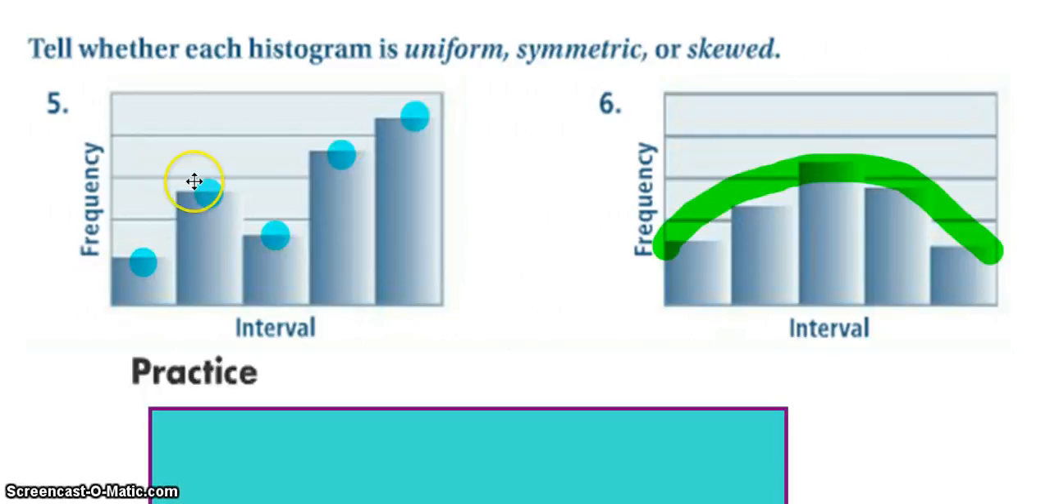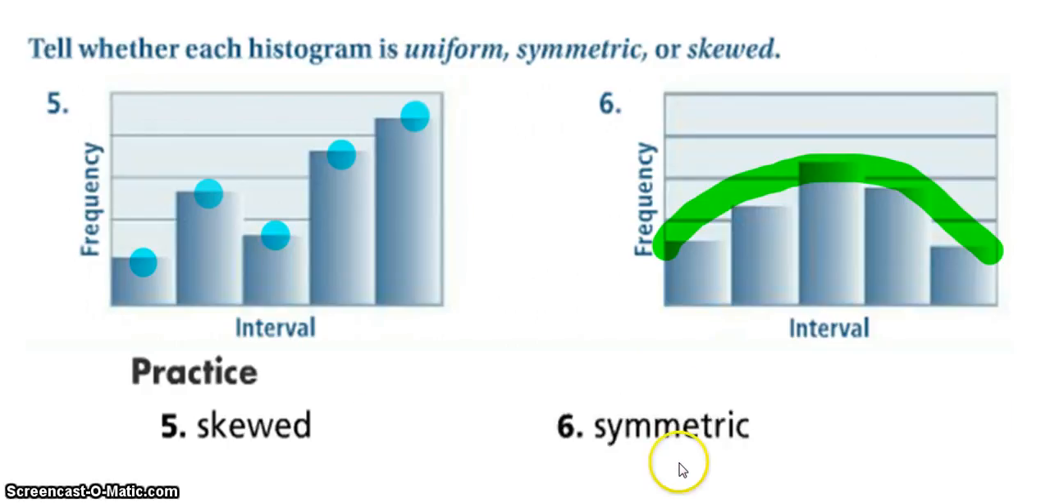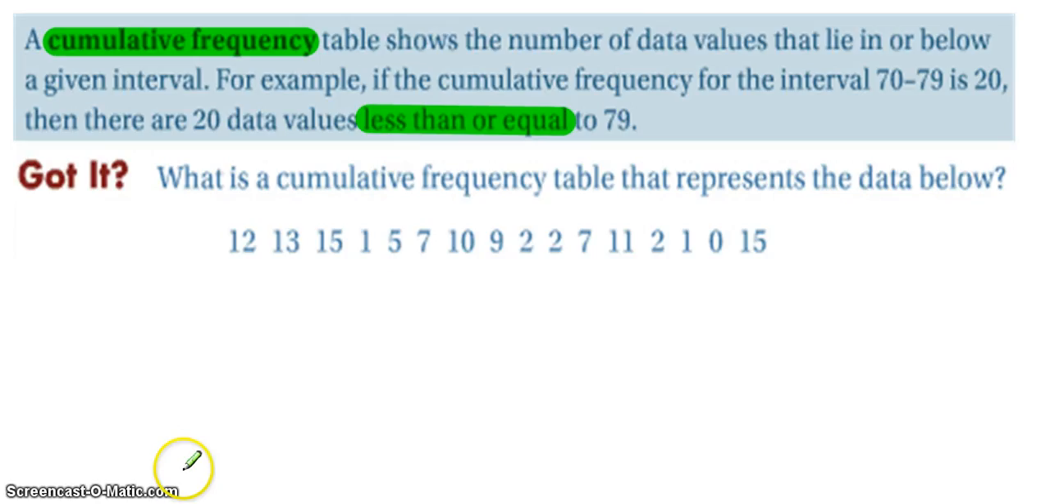So my data in 5 goes up and then down and then up again, and it's kind of all over the place, so we can say that 5 is skewed. And then my data in 6 has a nice little curve that it takes. It goes up, has a central distribution in the middle, and then goes back down, so we can say that that is symmetric. So now we want to talk about what it is to make a cumulative frequency table.